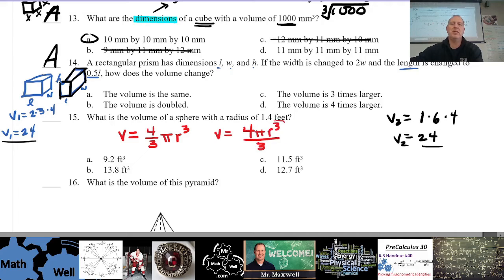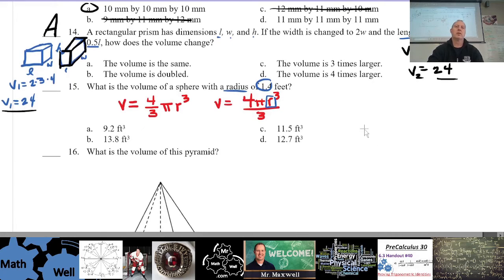Okay? This might be easier to do in your calculator, actually. Either one of those is good, but this might be easier to type in your calculator. So with a radius of 1.4 feet, guess what? 1.4 goes right in here, and then you solve for your volume. There's the formula. You plug 1.4 into there and should get one of those answers.